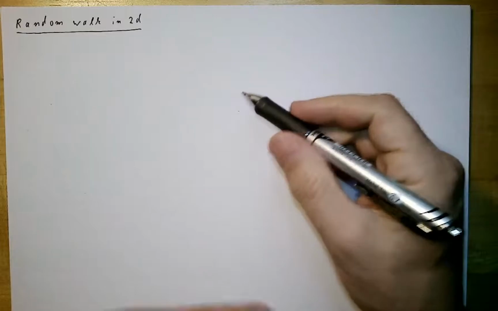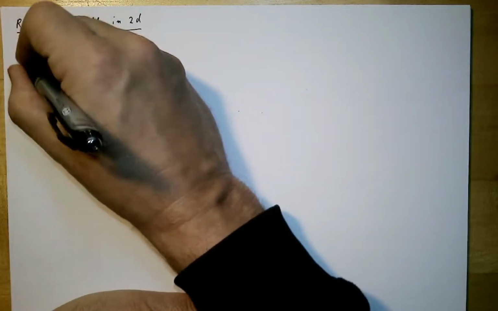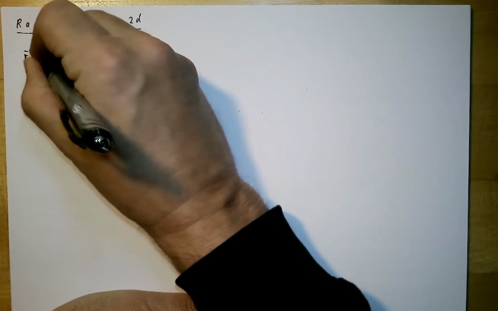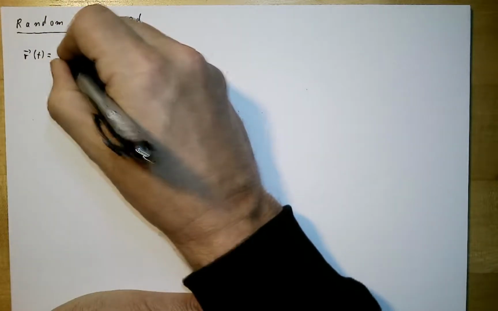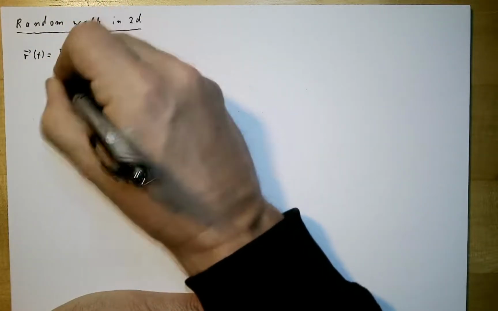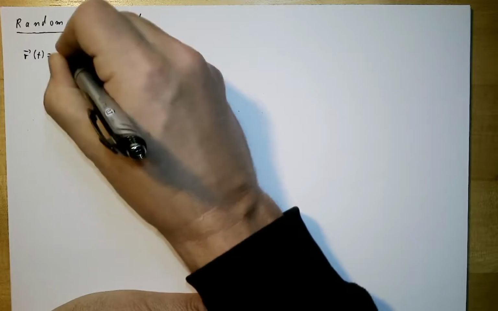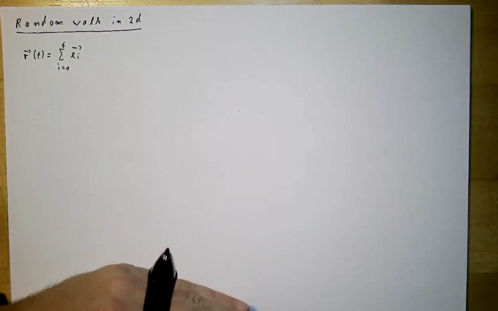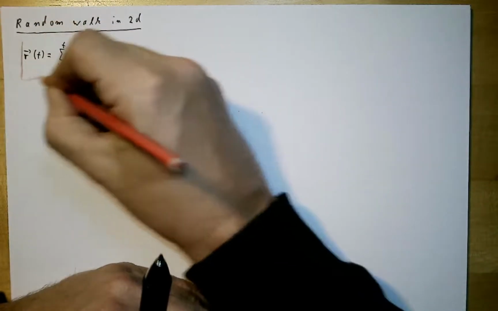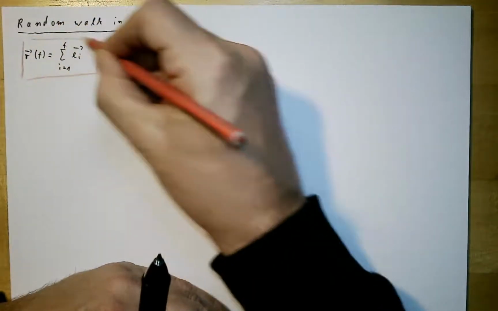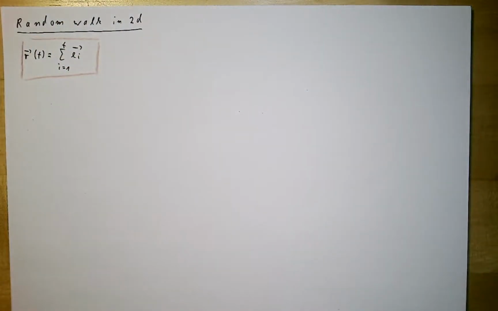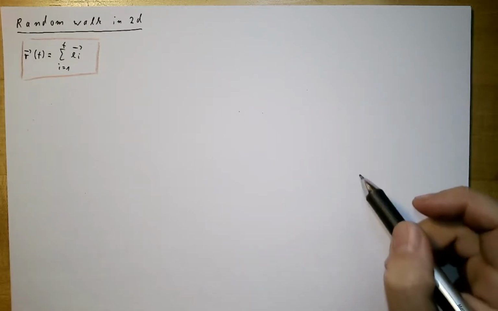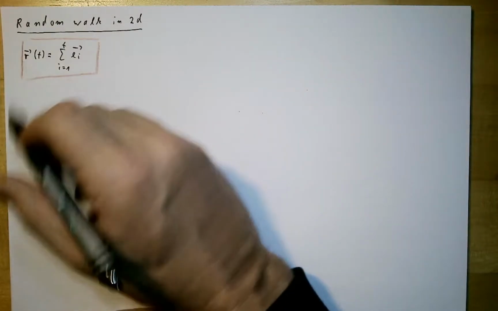We move to a new slide here. So first let's start again with the definition. We have the random walk, the position of the walker at time t is the vector sum of the increments from i equal 1 to t. And now again the problem is, what are the moments of the position?